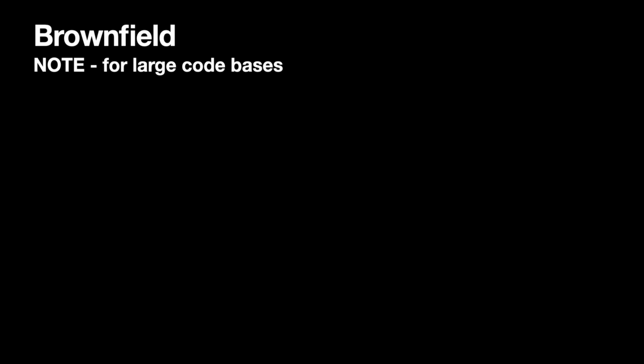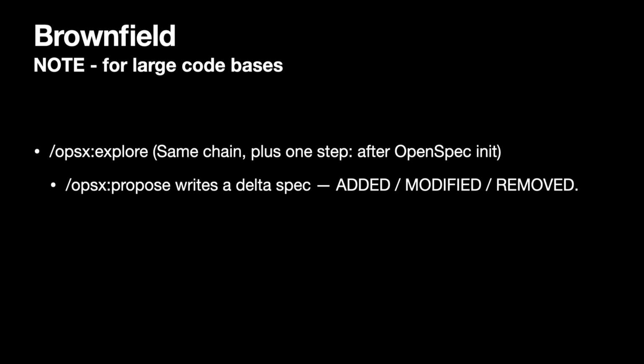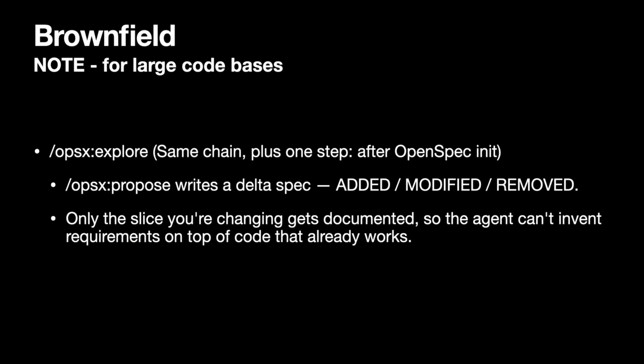If this was a bigger project with a large code base, we are supposed to run OPSX explore. It's the same chain just after the OpenSpec init command. OPSX propose writes only the delta spec, that is added, modified and removed. These are the only slices that you're changing, and these are the only things which will get documented. The agent can't invent requirements on top of the code that already works.